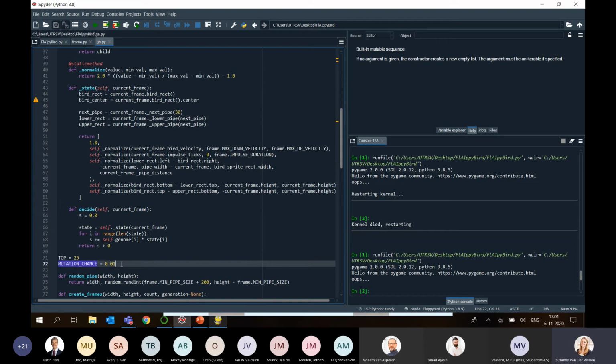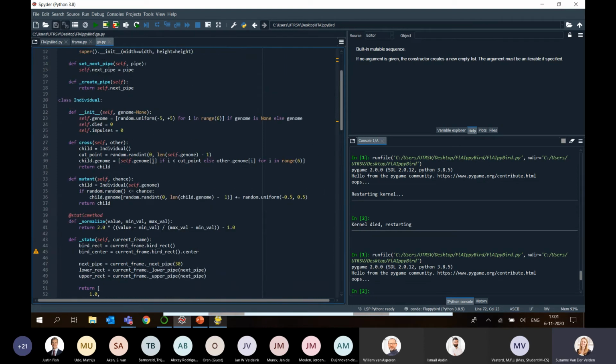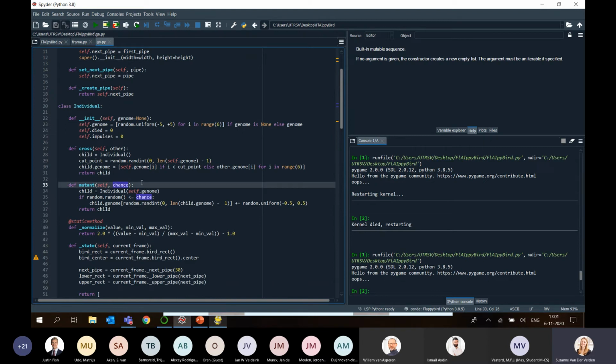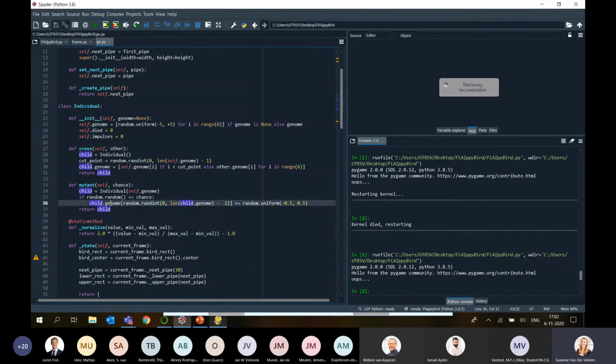So here we have set the mutation chance at 0.01, and that means that with a chance of 0.01 it will apply mutation. In this case, it will create a child genome, and then it will mutate that with a chance of 0.01, by a random number between minus 0.5 and 0.5. So it will add or subtract up to 0.5 from a number, and then it will keep that as the next genome.